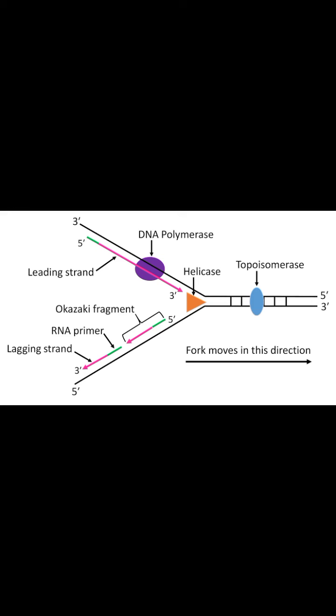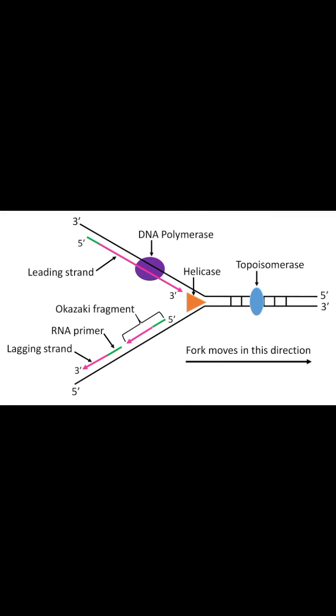But the lagging strand is the strand that runs in the opposite direction, and it makes continuous synthesis impossible. It means it will be discontinuous. There will be breaks, there will be fragments. So the DNA polymerase synthesizes the lagging strand in small segments known as Okazaki fragments.